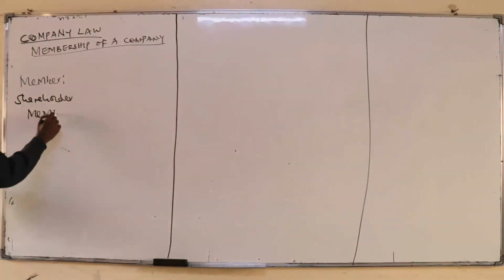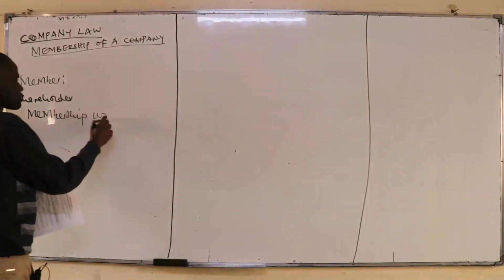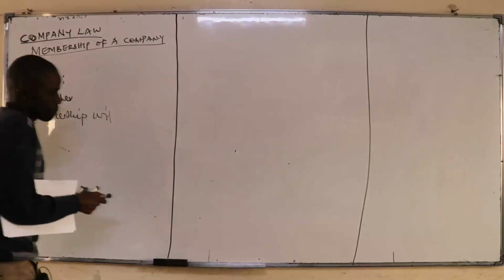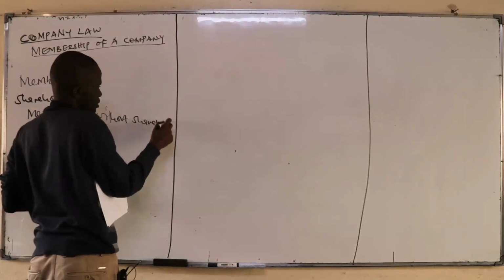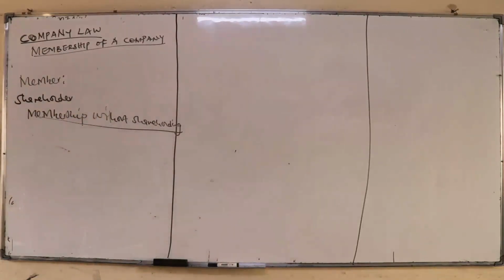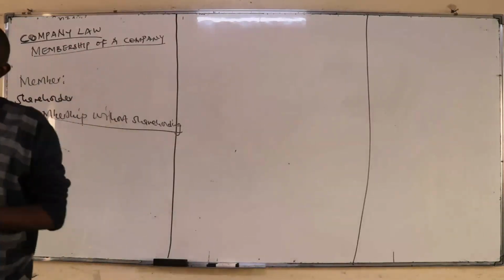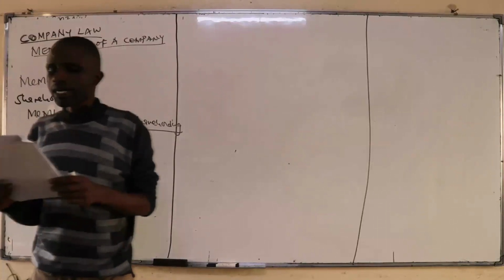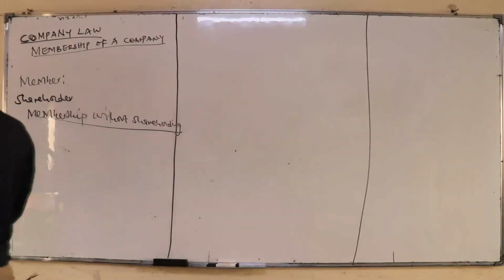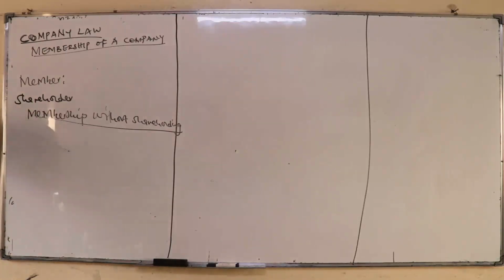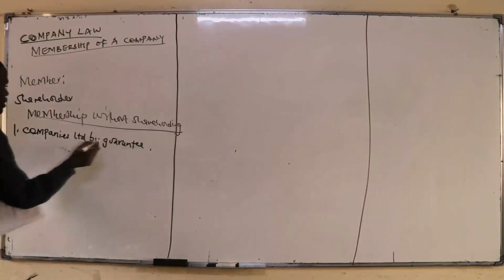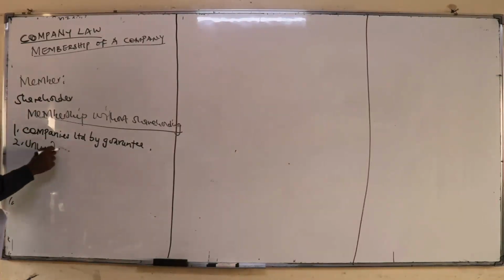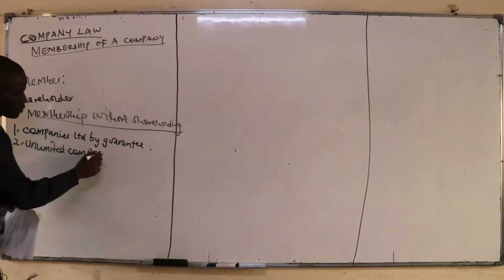Membership without shareholding occurs in the case of companies limited by guarantee, and number two, unlimited companies. These companies do not have shareholders.